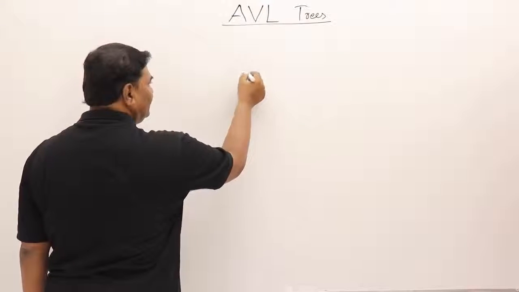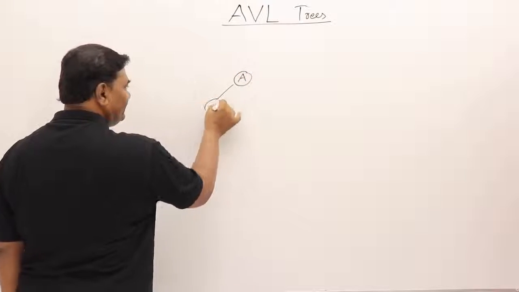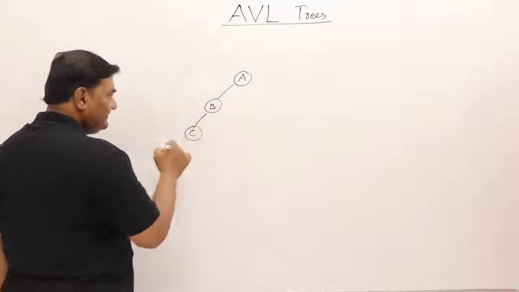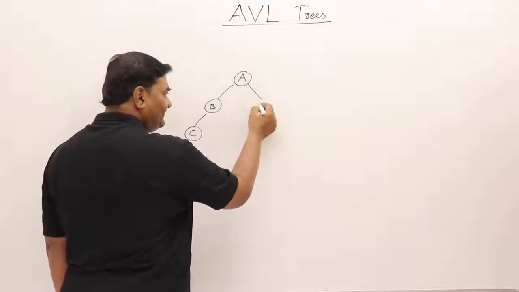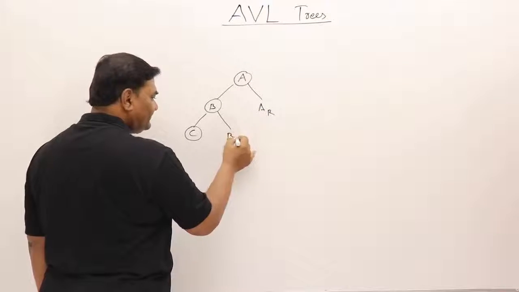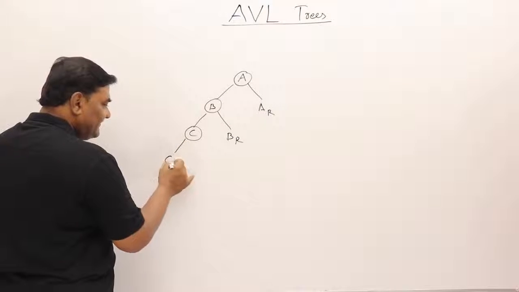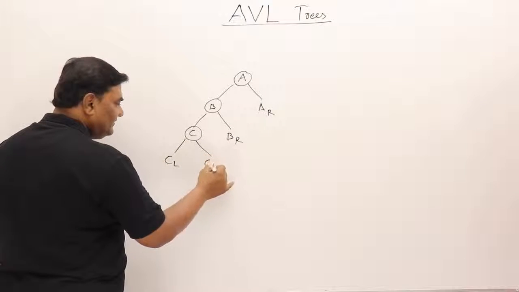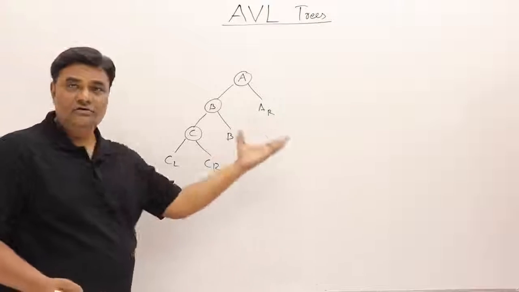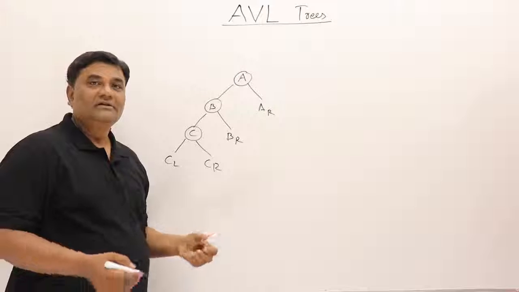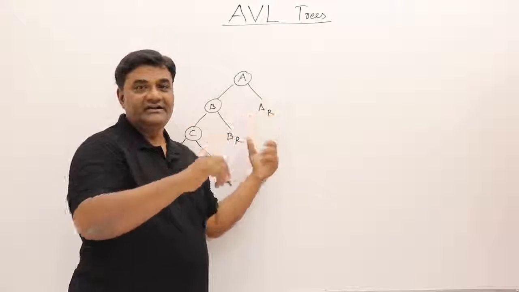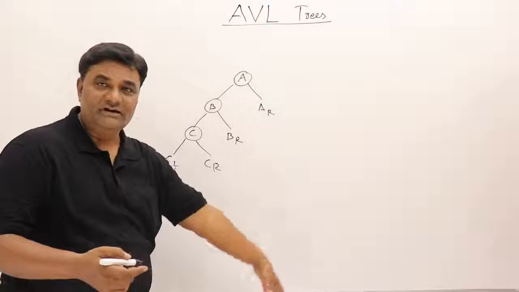Suppose a binary search tree is like this. These are the nodes A, B, C, and A is having some right child, that is the right child of A, and B is also having some right child, and C is having a left child and a right child. So it means it's a very big tree. Don't know how many nodes are there below this one. So we have just taken it as the right subtree of A. So any number of nodes below that one.